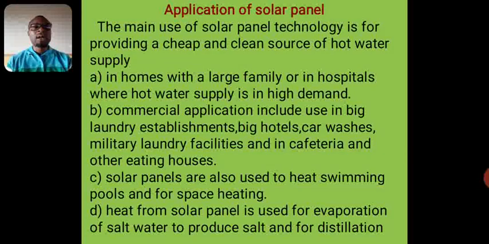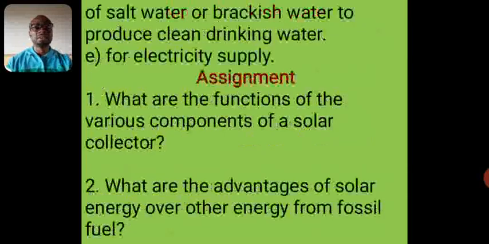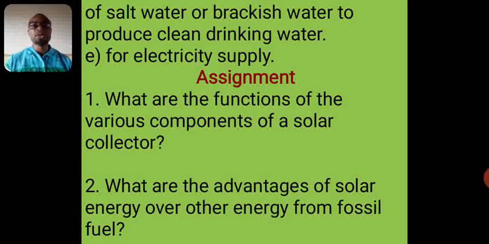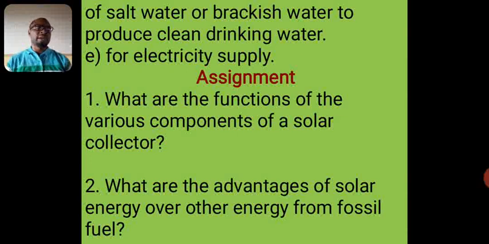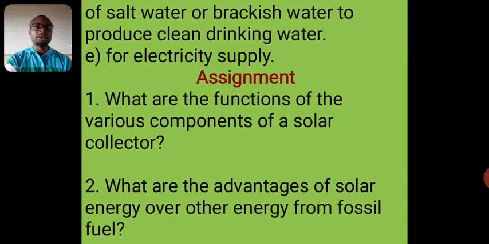Okay, and for distillation of salt water, or we call it brackish water, to produce clean drinking water. Yes, distillation of salt water. Distill the salt water and you have your clean drinking water. And finally, which is of great importance to us, we can use this solar panel for electricity supply.